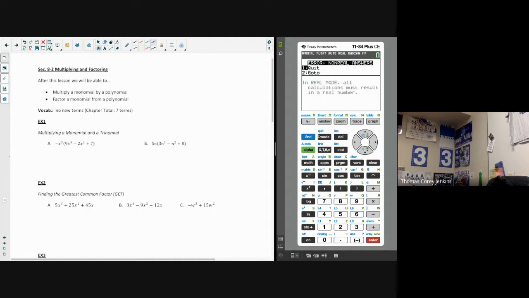I'm not sure if we will need this calculator or not, but I had it pulled up, so I'm going to leave it up just in case. If not, then we'll just go right through.